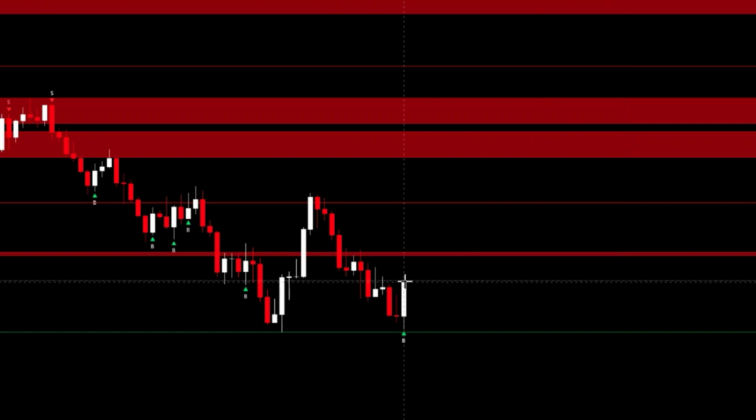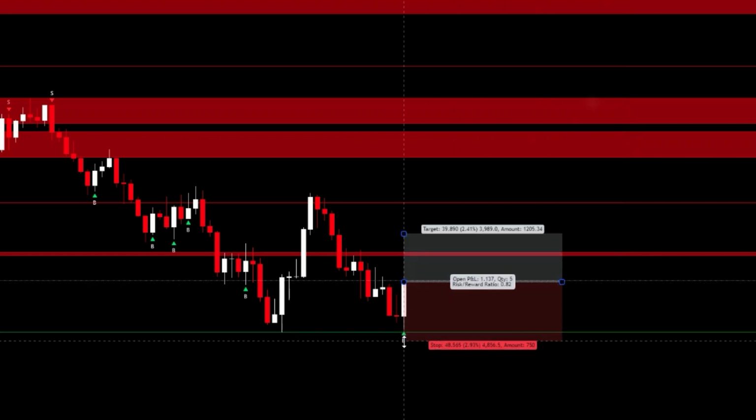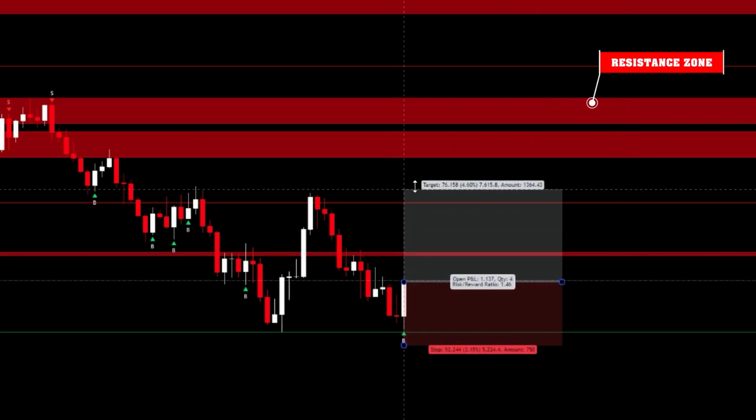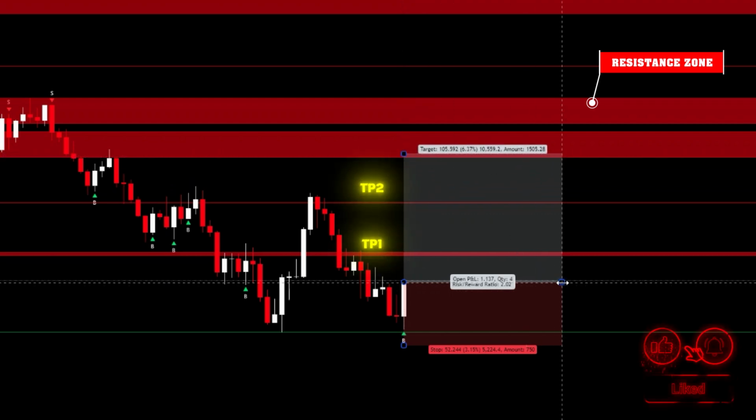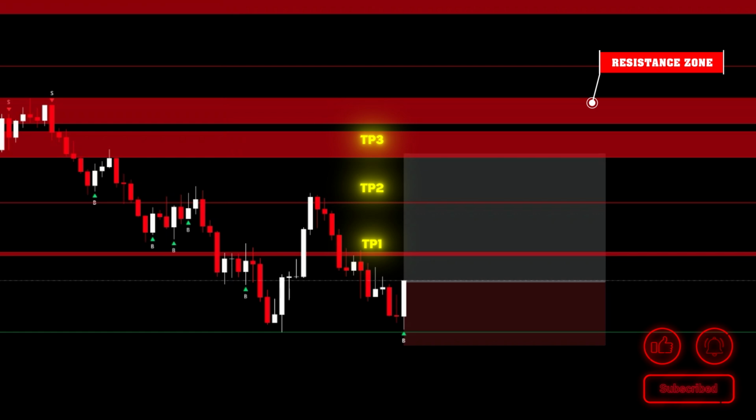Place your stop loss a few pips below the support zone and set your take profit with a risk-to-reward ratio of 1:2. For potentially higher profits, you can use a trailing stop loss. The upcoming resistance levels can be used as targets 1 and 2.